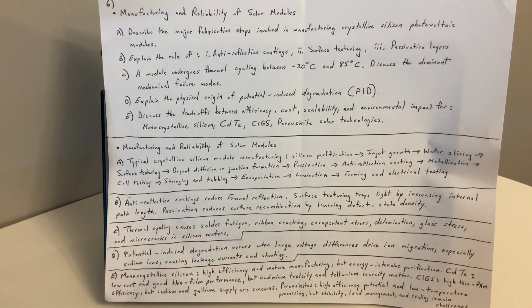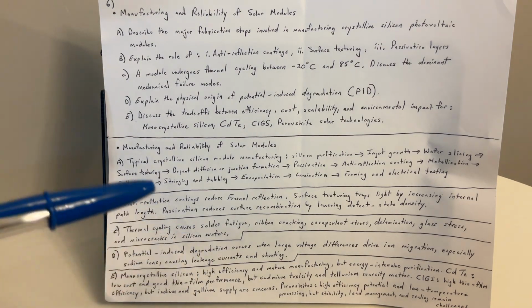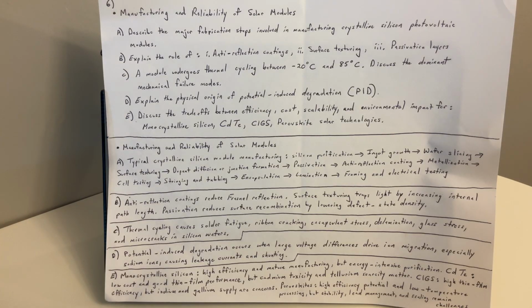Potential induced degradation occurs when large voltage differences drive ion migration, especially sodium ions, causing leakage currents and shunting. Part E, discuss the trade-offs between efficiency, cost, scalability, and environmental impact for monocrystalline silicon, CdTe, CIGS, and perovskite solar technologies.